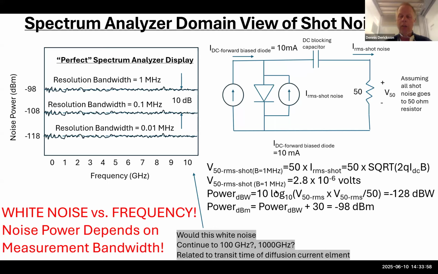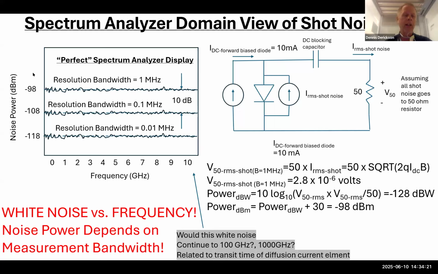Now I can convert that to other units. If I want to convert it to watts, I'd go 10 log of V squared divided by 50, and I'll get minus 128 dB watts. Or if I convert it to dBm, I would have the power in dB watts plus 30 gives minus 98 dBm, which is a significant amount of power in a wireless communication system.